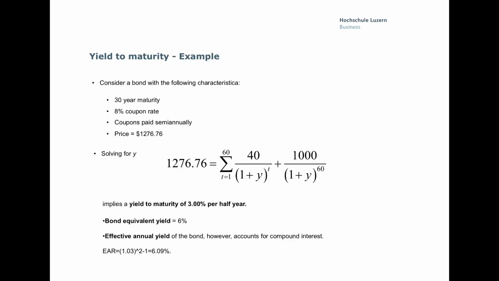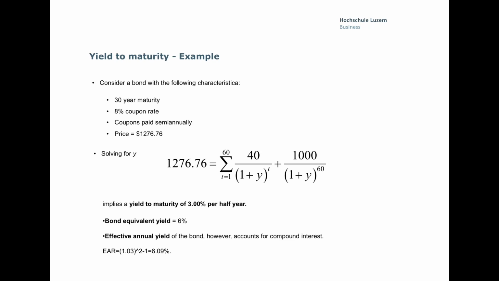Let's have a look at a concrete example. Consider a bond with 30 years to maturity and an 8% coupon rate where coupons are paid semi-annually. The current price of the bond is $1,276.76. Substituting in these numbers in the bond pricing formula and solving for y implies a yield to maturity of 3% per half year. It follows that the bond equivalent yield is 6%.